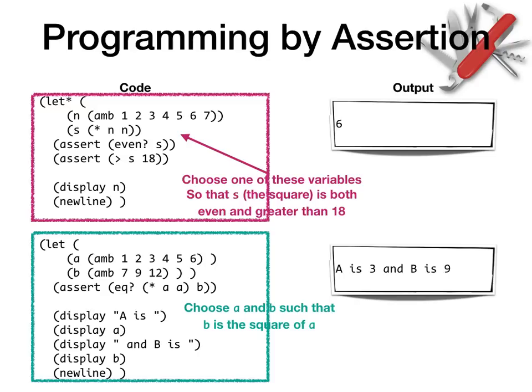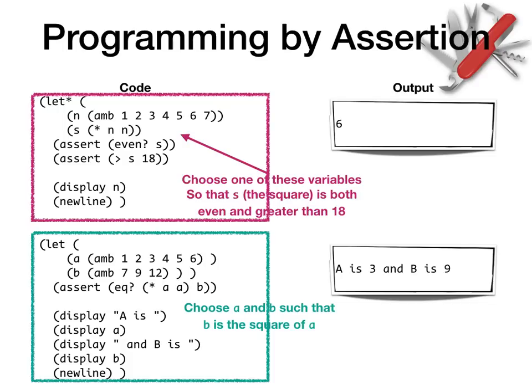And so below, we even have 2 ambiguous values. A and B are both ambiguous values, and we are going to assert that a squared is equal to b. Okay? So it's going to go through and try all of our a's and all of our b's until it finds one such that a squared is equal to b. And so the first one outputs 6, and the second one outputs a is 3 and b is 9.